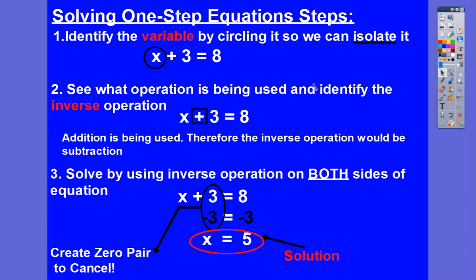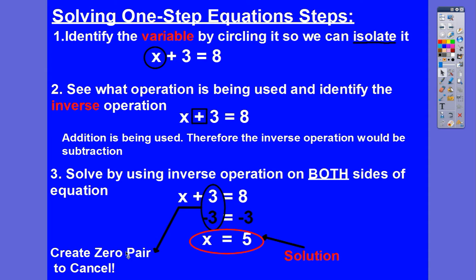These kinds of problems are all about opposites and doing the opposite of what the problem is telling us. So we're going to solve by using the inverse operation on both sides. I also tell them that this is like a seesaw, or like a balance, whatever I do to one side, I have to do to the other. Otherwise, I'm going to tip the scales and one side's going to be higher than the other.